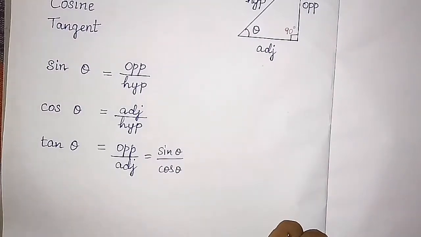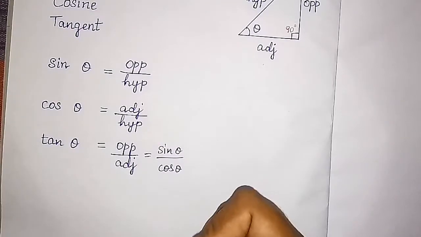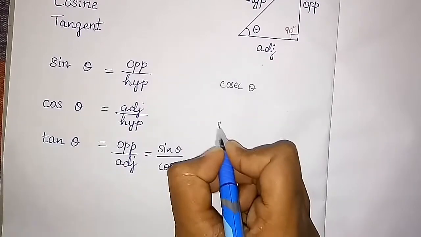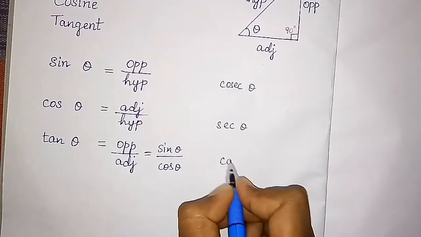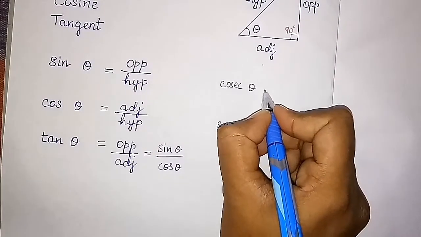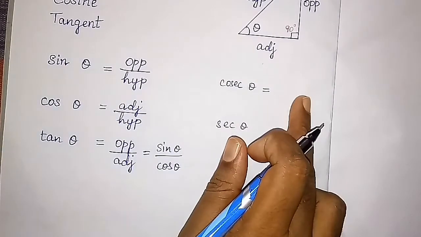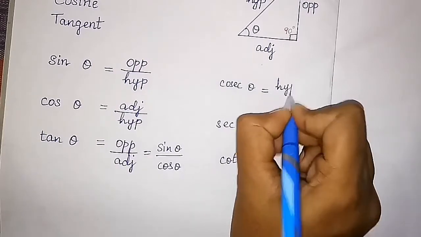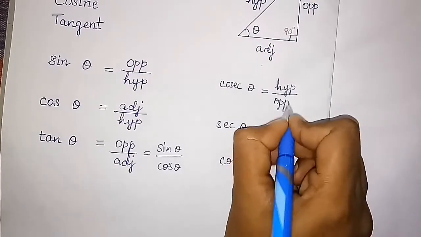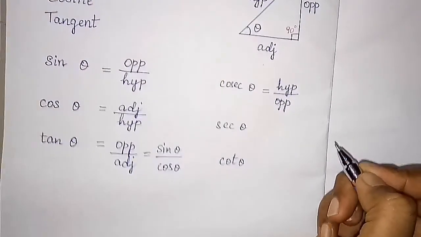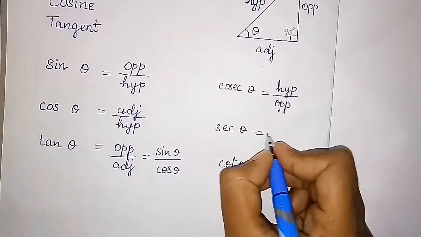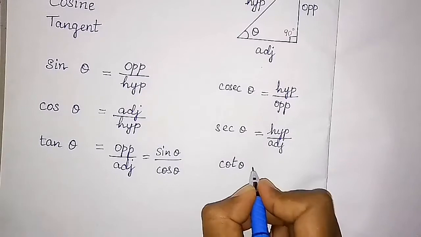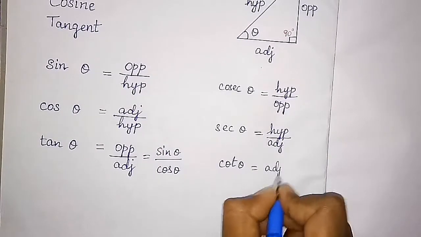There are three more ratios which are reciprocals of these three. They are called cosecant theta, secant theta and cot theta. Cosecant theta is just the reciprocal of sine theta: hypotenuse divided by opposite. Secant theta is hypotenuse divided by adjacent, and cot theta is adjacent side divided by opposite side.